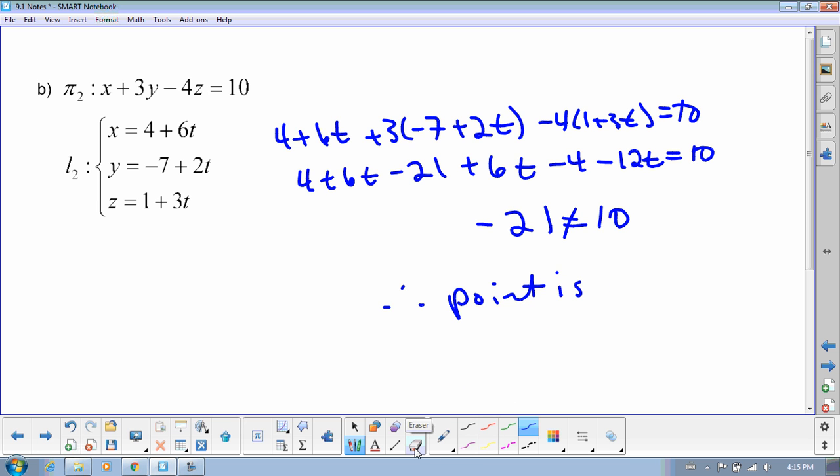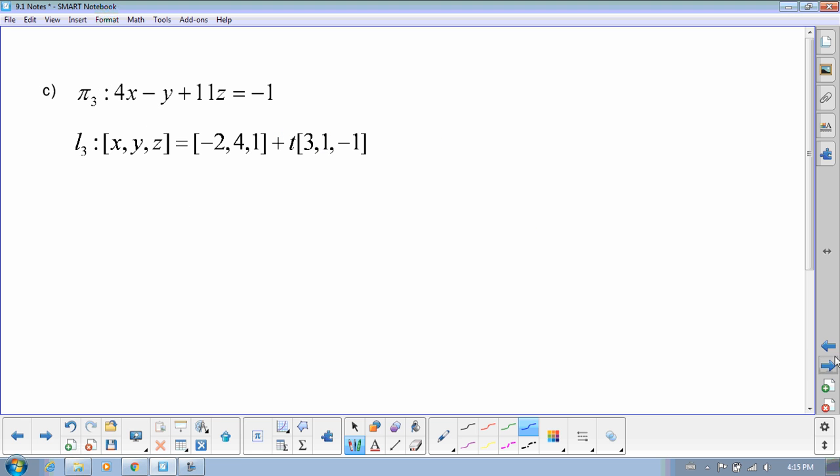Or a better way of writing this, instead of saying the point is not in existence, is to say there's no point of intersection. So there's no solution. There's no common point here. All right, now the third scenario is when there is infinite solutions.